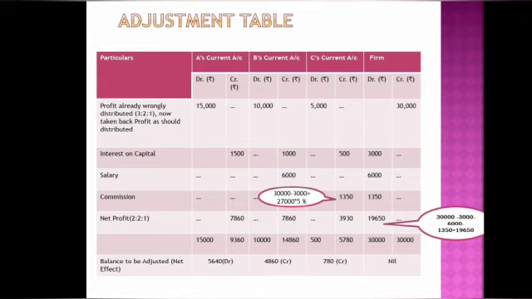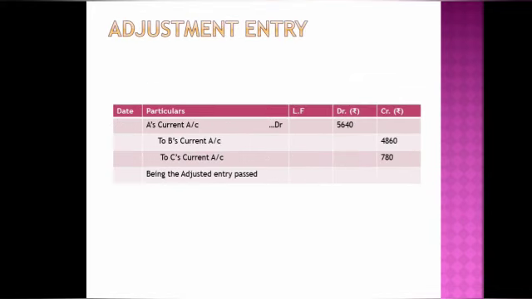After finding this debit or credit balance, you have to pass an adjustment entry. So this adjustment entry would be, the one who is debited is A's current account, to B's current account 4,860 and to C's current account 780.